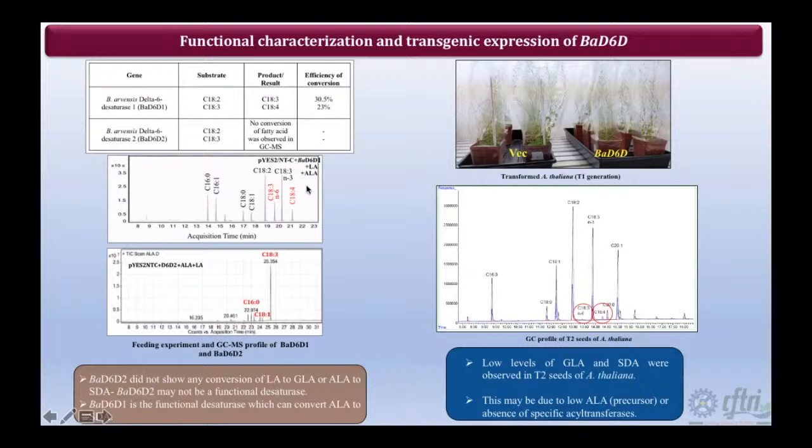These are the GC images showing that BA-D6D1 has converted the fed ALA and LA to 18:4 and 18:3, that is SDA and GLA, but D6D2 failed to convert the ALA and LA. We came to the conclusion that BA-D6D2 is not a functional desaturase and D6D1 is a functional one, and then we heterologously expressed this in Arabidopsis.